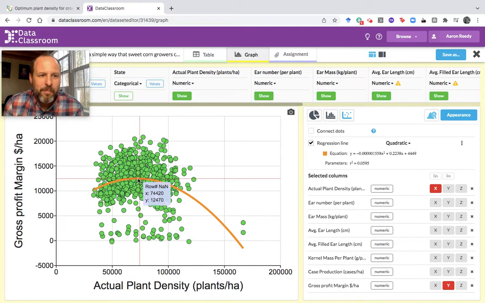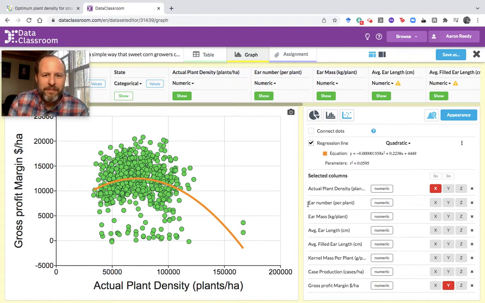But that's it. That's a walkthrough of these questions. Hope you enjoy this activity and hope your students get the chance to learn from it.